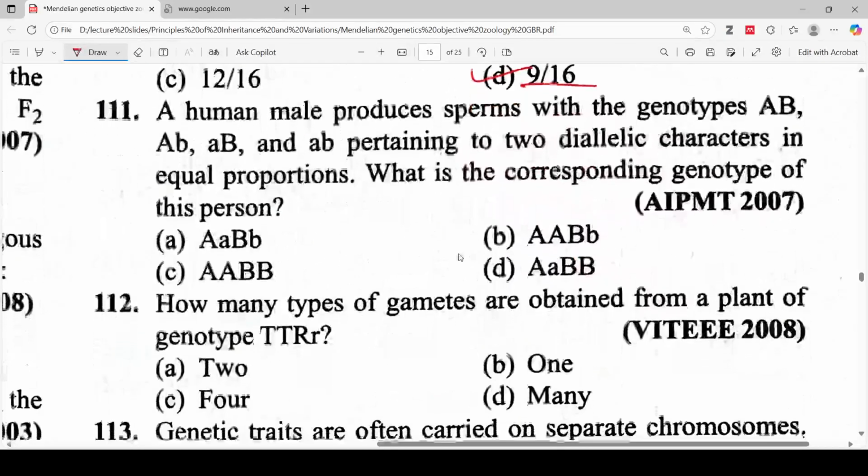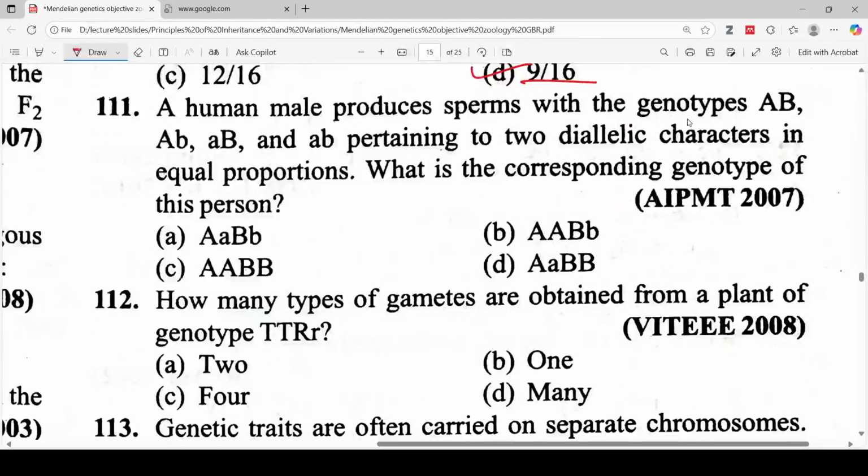A human male produces sperm with genotypes AB, Ab, aB, ab pertaining to diallelic characters in equal proportion. What is the corresponding genotype of this person? So option A is the correct answer.